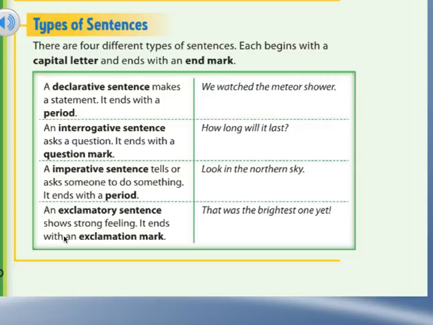The last sentence type is exclamatory, and it shows strong feelings. It ends almost always with an exclamation point or an exclamation mark. So our example is, that was the brightest one yet! Probably about the meteors. So those are our 4 types of sentences.